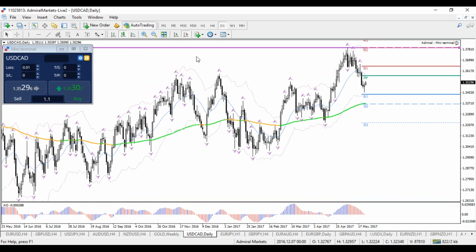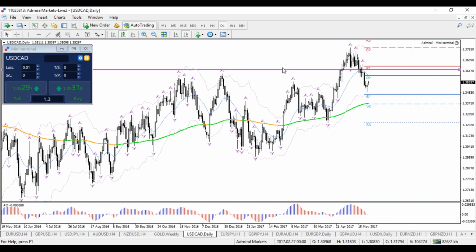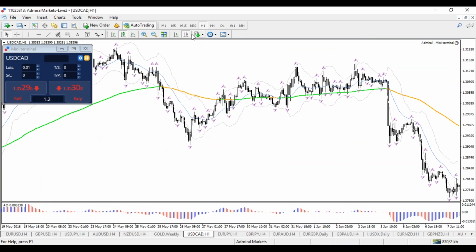Let's take a look at another example. It doesn't have to be necessarily a bounce. It could be break or bounce, of course. Here we had a support fractal, right? So let's go to the hourly chart.